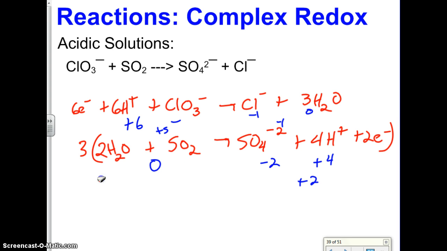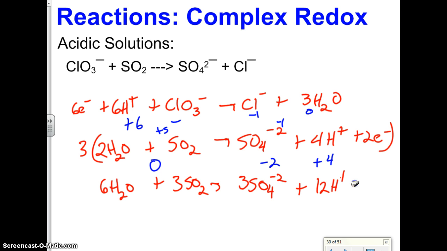So we end up with 6H2O plus 3SO2 forming 3SO4. I'm going to get rid of this positive 2 that's right here, plus 12 hydrogen ions plus 6 electrons. So we can kind of ignore this middle one right here because it's been rewritten for us here. Now what we can do is cancel out and add together. So we know our electrons are going to cancel. That was the whole purpose of what we just did, is to make them cancel.